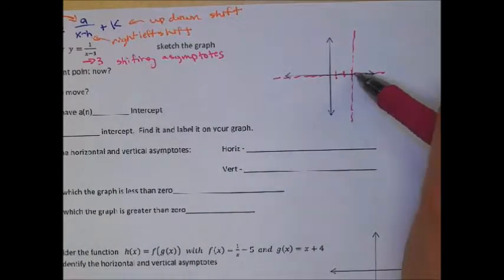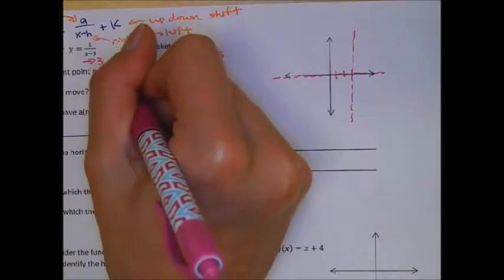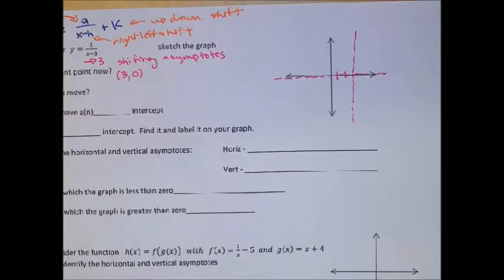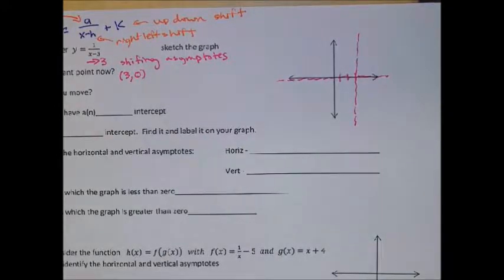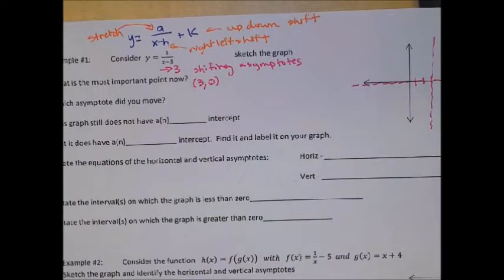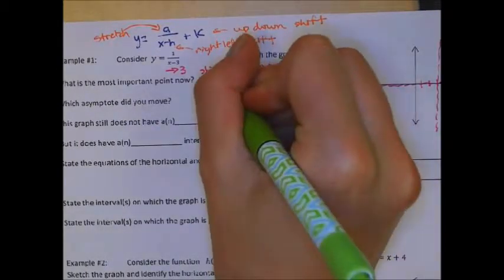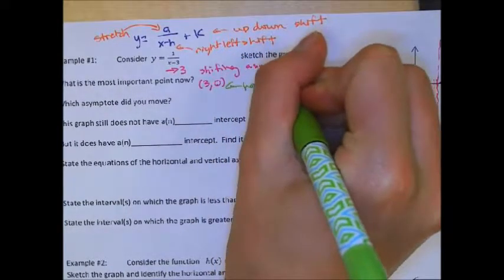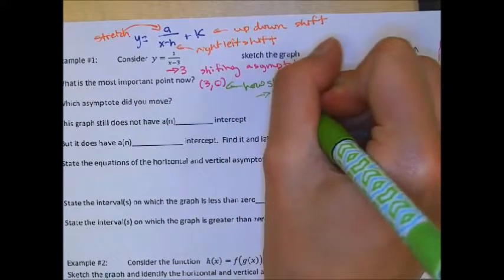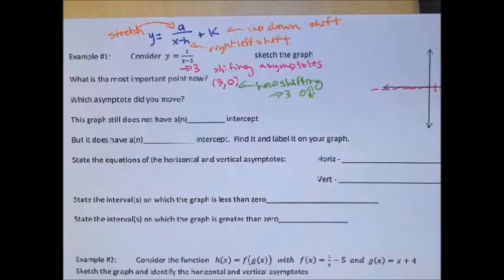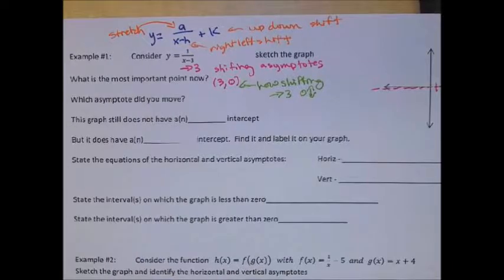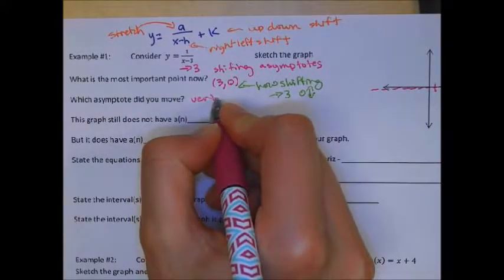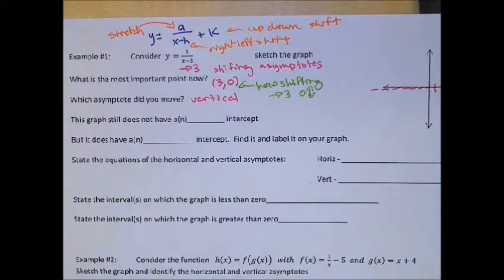So our most important point now is (3, 0), because we shifted right 3, we didn't shift up and down. And that important point represents how we're shifting. We went right 3, 0 up or down. So what asymptote moved? The vertical. This graph still does not have a blank intercept, but it does have a blank.